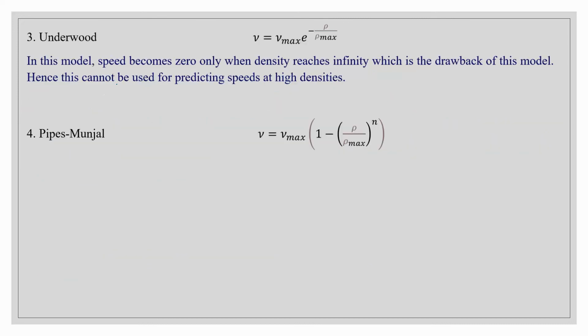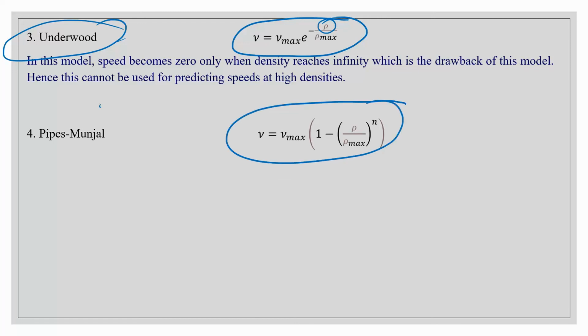Now this is the function that was considered by Underwood, and here you can see the problem. It tells you that V becomes 0 only when density becomes infinity. So this model cannot be used for predicting speed at high densities. Then Pipes and Munjal gave a generalized model of Greenshield, and you can see that they placed n over here. So these were some models which became famous after Greenshield.